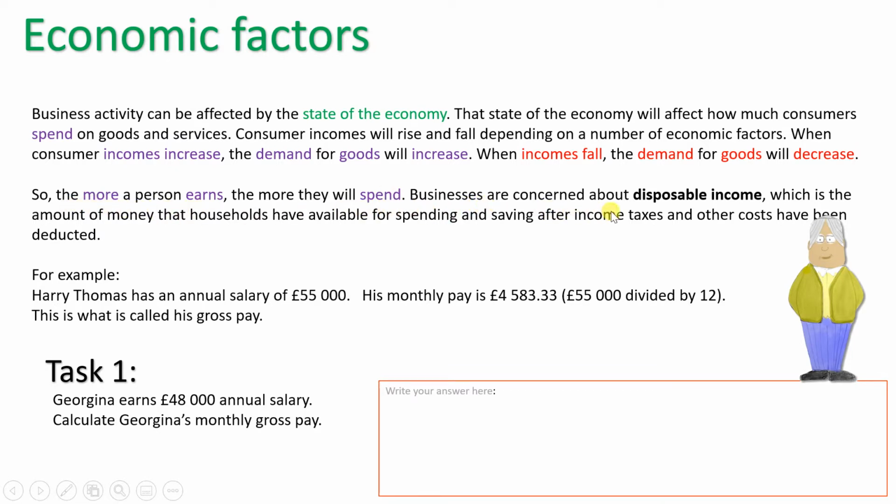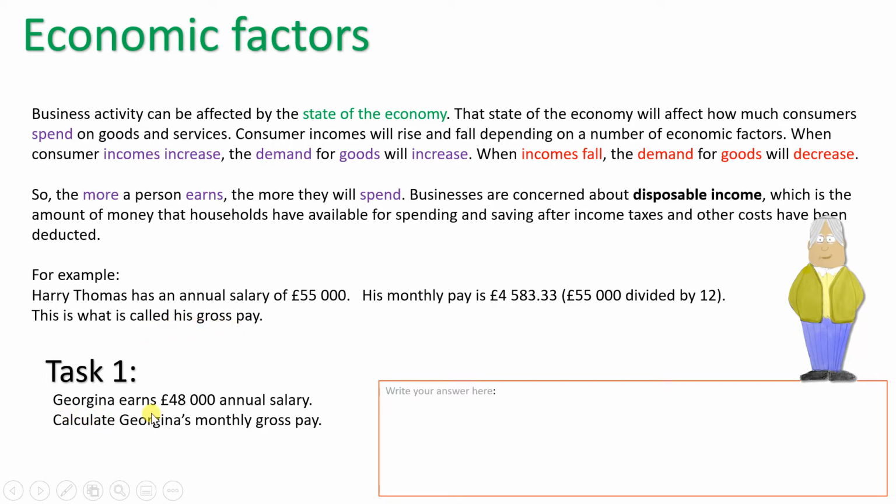Businesses are concerned about disposable income, which is the amount of money households have available for spending and saving after income taxes and other costs have been deducted. For example, Harry Thomas has an annual salary of £55,000. His monthly pay is £4,583.33, 55,000 divided by 12. This is what is called his gross pay.